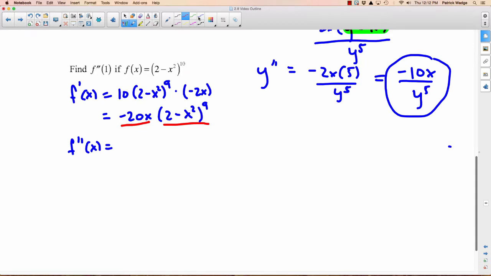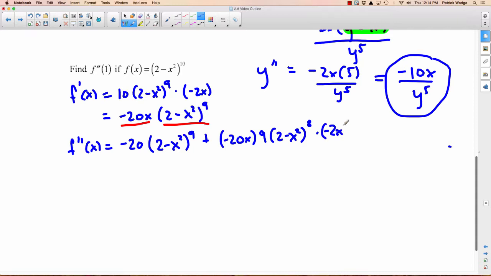So product rule, the way I like to do it is to start by taking the derivative of the first term. So that would be negative 20, and we multiply that by the second, 2 minus x squared to the 9th. Plus, we just rewrite the first one, negative 20x, and we have to take the derivative of the second. Well, we've got to use the chain rule again. 9 comes down, inside function stays the same, 2 minus x squared, 9 drops down to an 8, and we're going to multiply, don't forget, you got to get the derivative of the inner function, and that again is negative 2x.